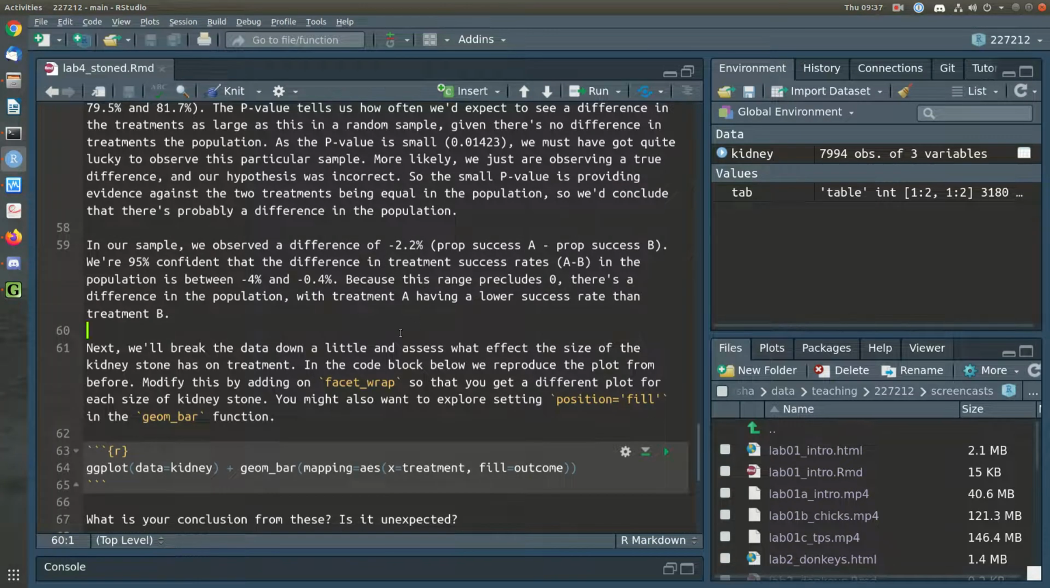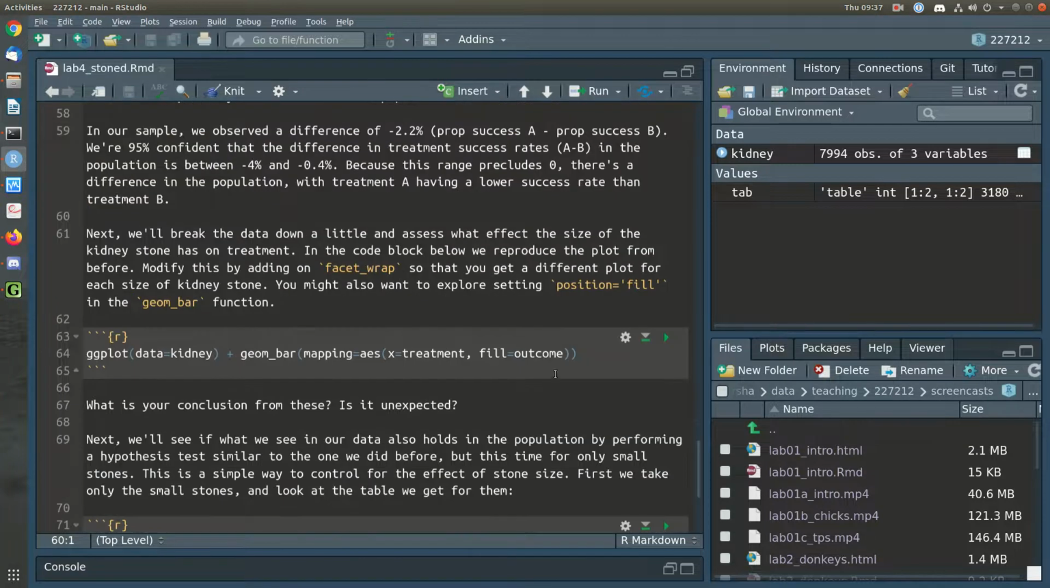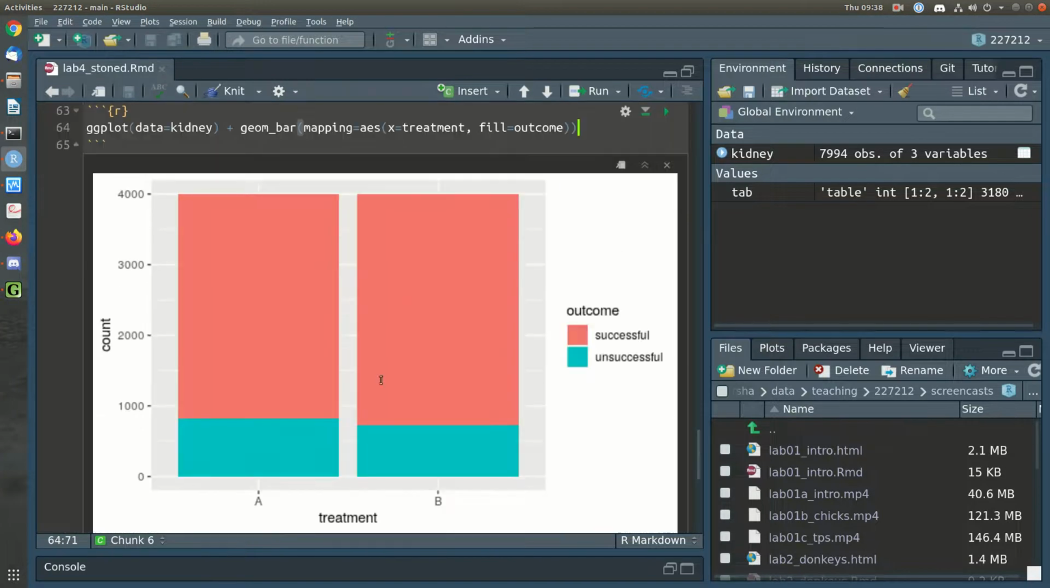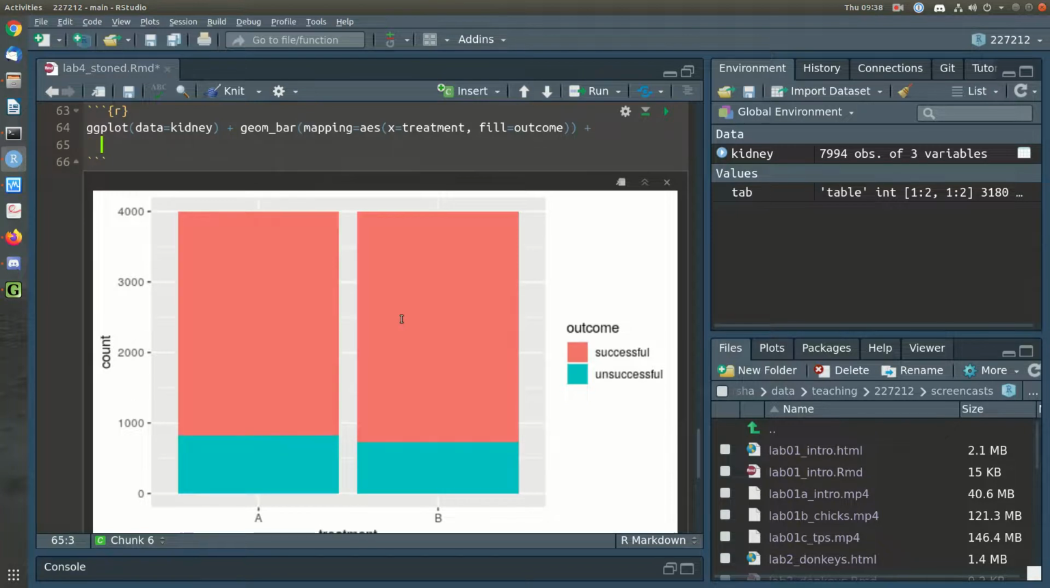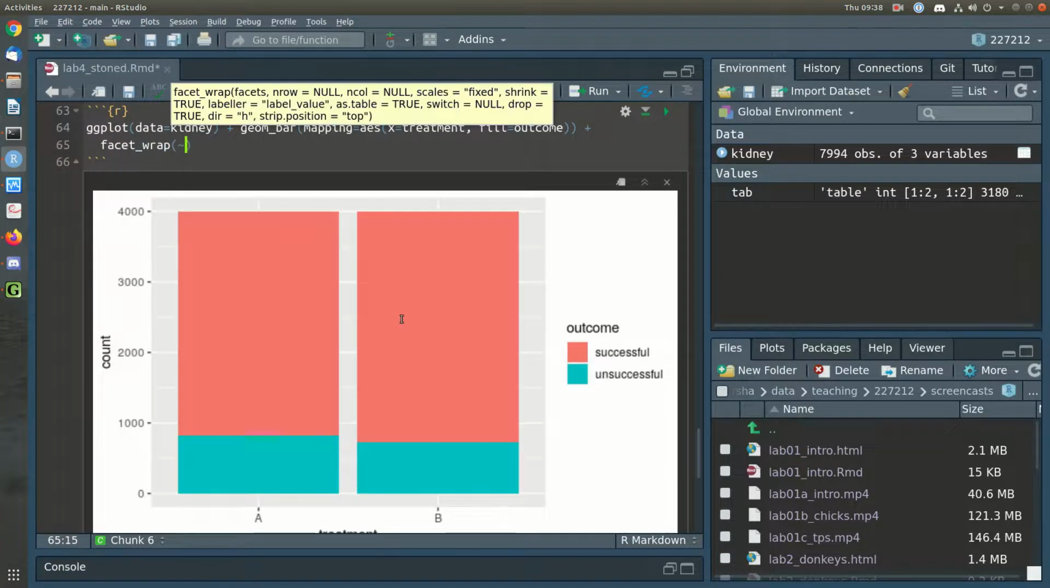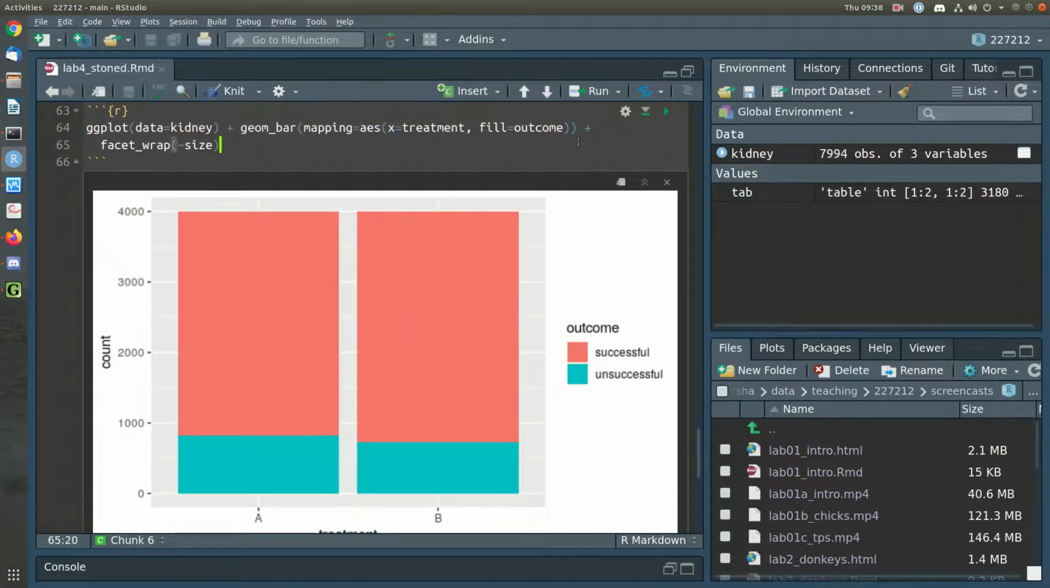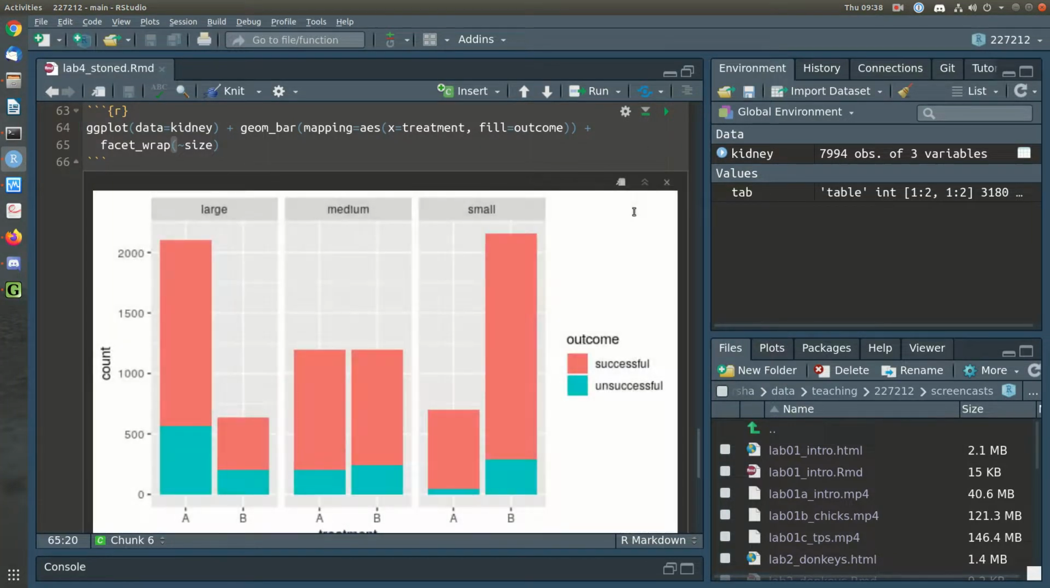Okay, so now we're going to go on and assess what effect the size of the kidney stone might have on treatment. So we're going to do the same. We're going to start off with the same graph, and now we're going to split this up by the different size. One way to do that is to add some faceting by the size variable. You remember you can copy and paste this essentially from lab 3. We did the same thing for the petrels data where we faceted across area. Essentially, we're breaking the data up into the different size stones, and then we're plotting the treatment versus outcome for each of the stones, and we get a graph that looks like this.